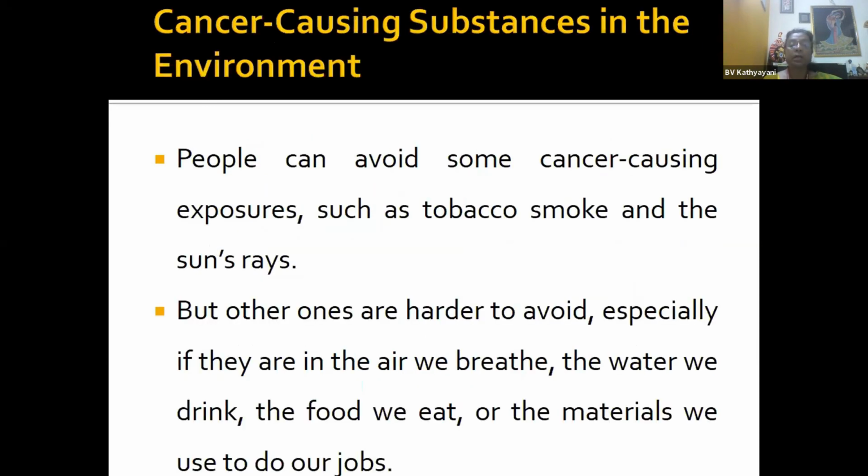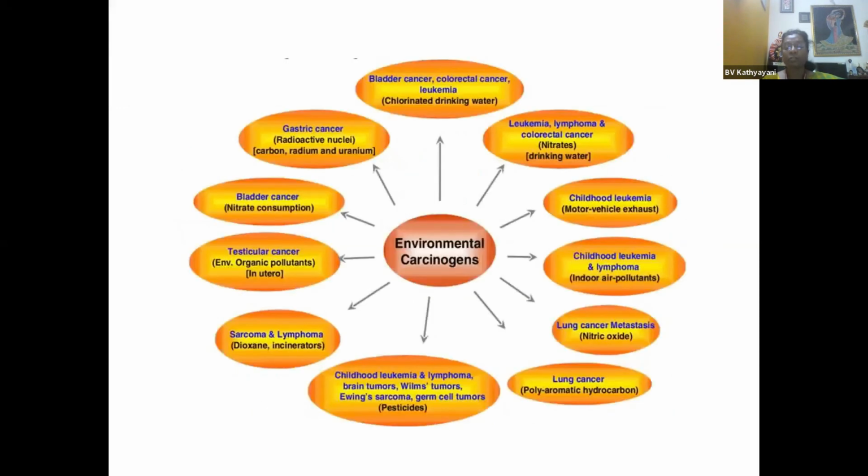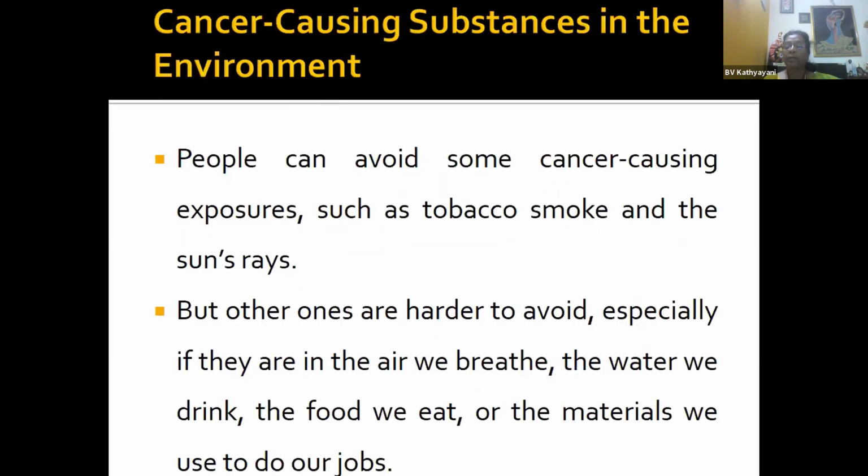Next is the environment. We are living in an environment, with internal and external environment. People can avoid some cancer-causing exposures such as tobacco smoke and the sun's rays. But other ones are harder to avoid, especially if they are in the air we breathe, the water we drink, the food we eat, or the materials we use to do our jobs.